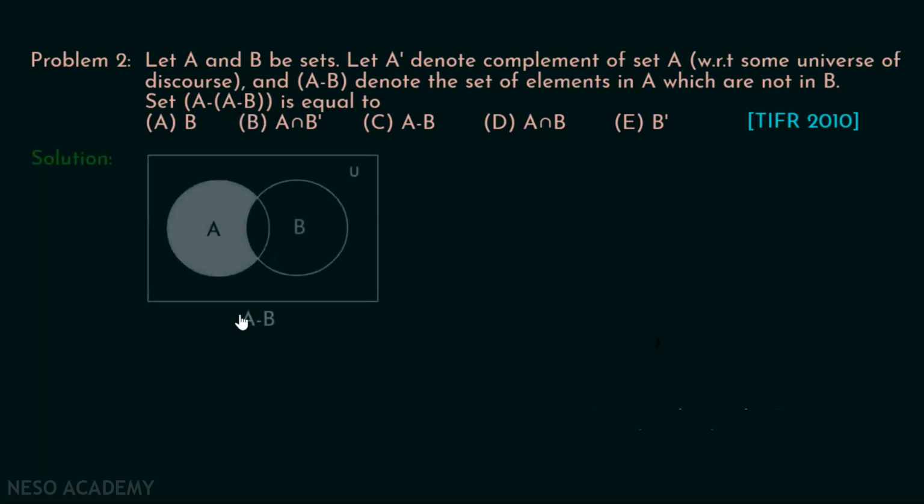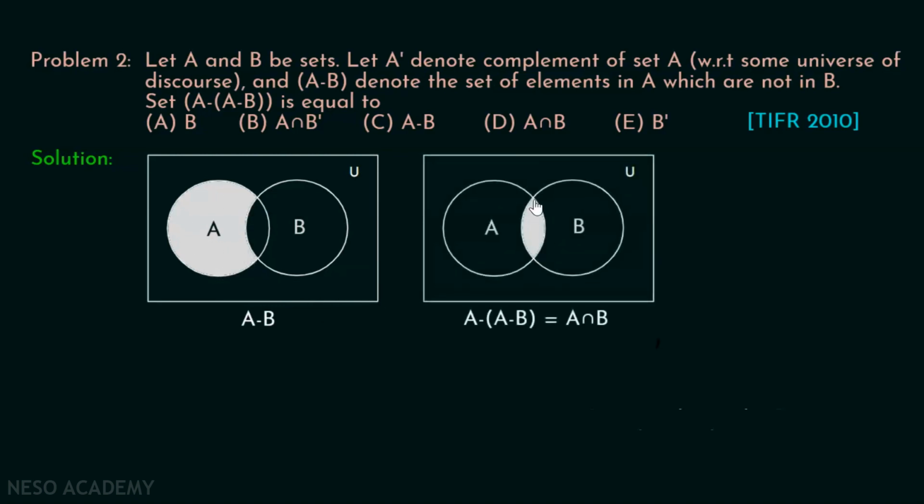We know what is A minus B. A minus B is only A, right? Only A and not B. Now what is A minus B? This means only A and not A minus B. We must exclude this and we must include this. So we are left with this intersection, right? So A minus B is nothing but A intersection B. So it is clear that option D is the correct option, isn't that so?